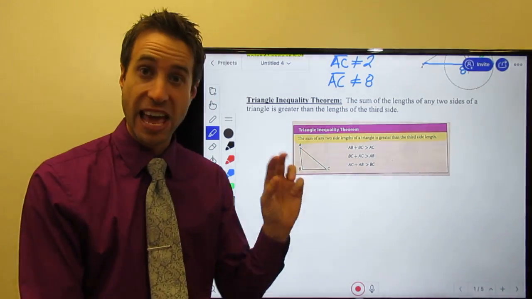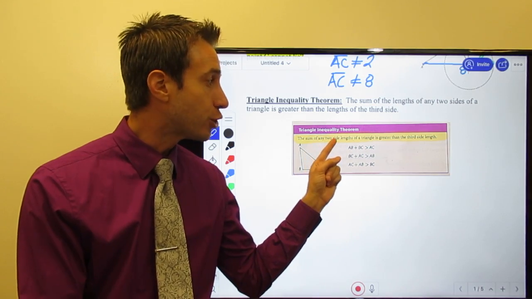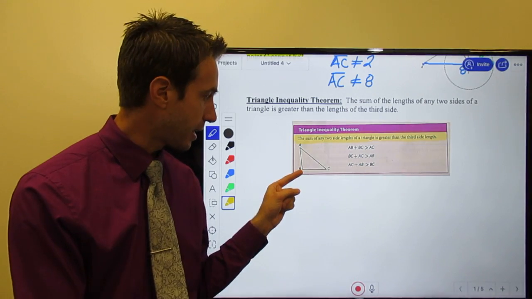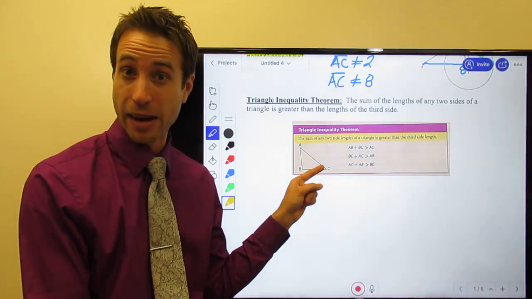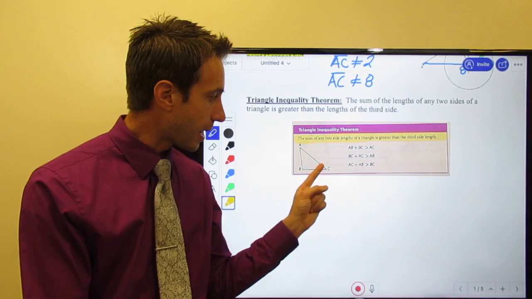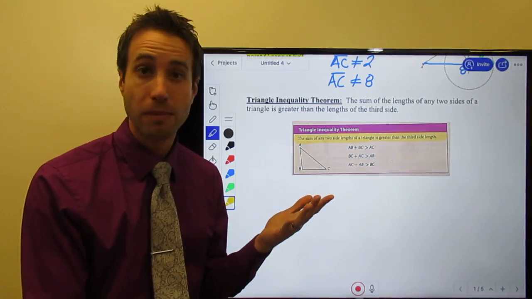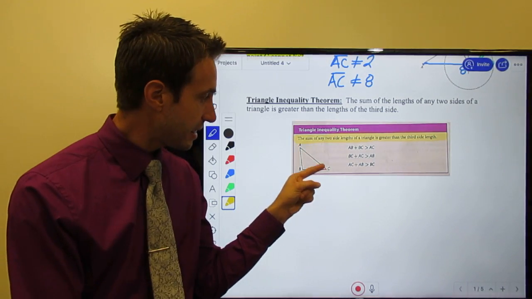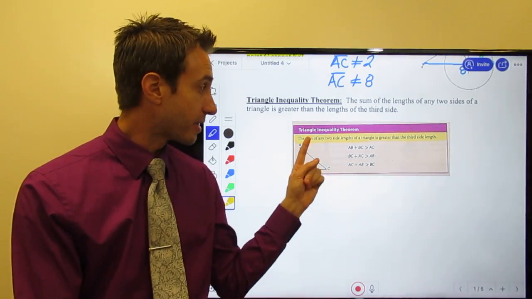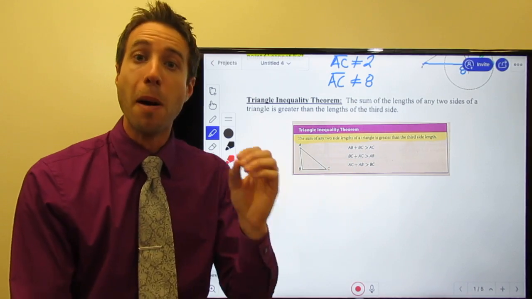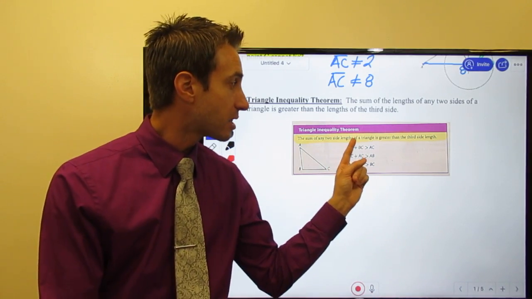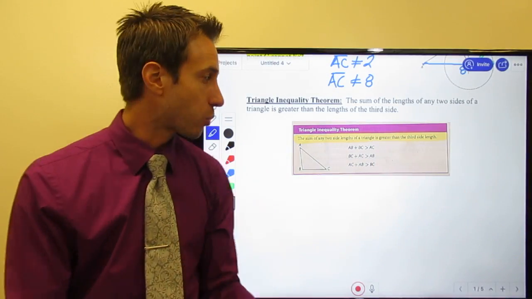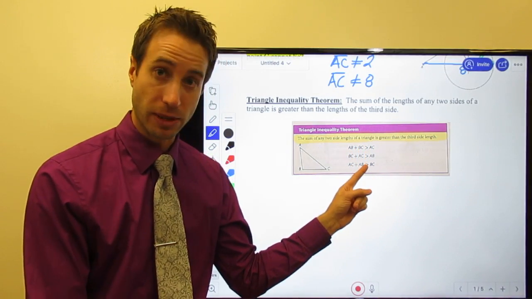Very, very simple idea. The sum, adding together any 2 sides. Pick any 2 sides you want to. I can do this side and this side, add them together. I can do this side and this side, add them together. Last one, I could do this side and this side, add them together, right? The sum of any 2 side lengths must be greater than the length of the 3rd side. That's why I have this greater than symbol in here, right?